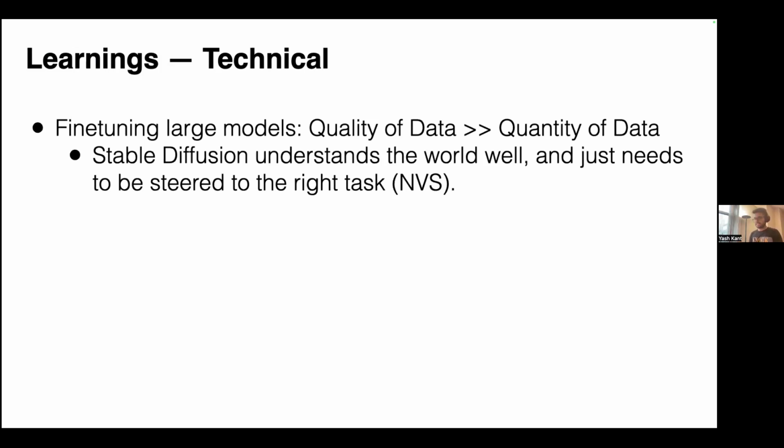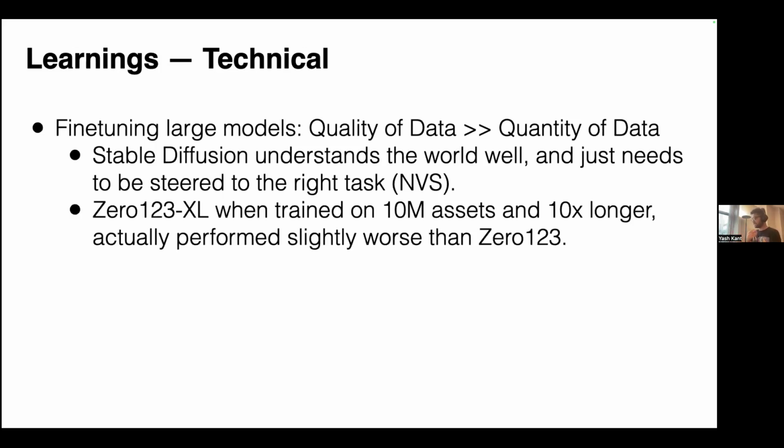Here's the first lesson that I learned: when we want to fine-tune large models, the quality of the data matters much more than the quantity of the data. The reason I feel that's true is that Stable Diffusion already understands the world pretty well, and it just needs to be steered to the right task of novel view synthesis. It already understands how to generate 3D assets. We just need to tell it how to do the small tasks that we need to do. And it is very important that for that small task, we have good quality data.